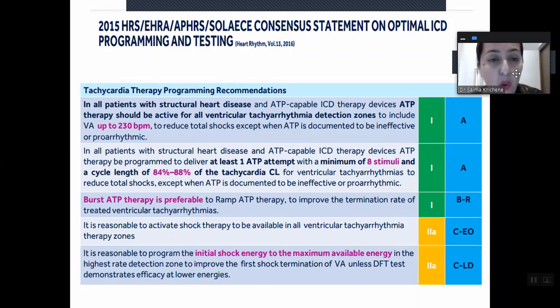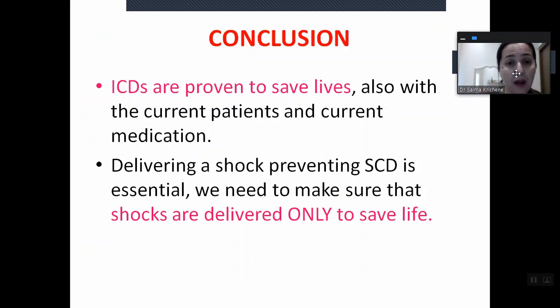From where we have this recommendation. So, in all patients with structural disease, ATP therapy should be active for all zones of ventricular arrhythmia, including up to 230. And if we use ATP, burst therapy is preferable to ramp therapy. In my conclusion, ICDs are proven to save lives, also with the current patients and current medication.